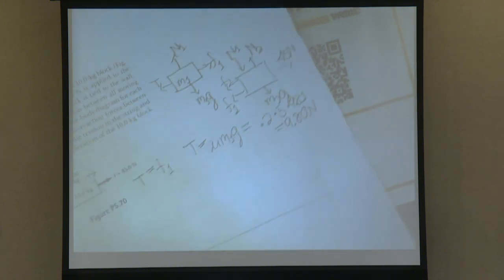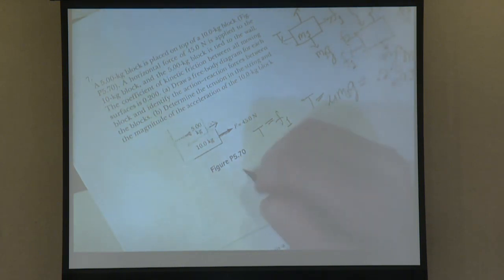Okay, then looking at block 2, if we look in the x direction, we have the force going to the right. They say it's a 45 Newton force minus the first force of friction and also the second force of friction. And then it's going to be accelerating. That's going to be equal to the acceleration in the x direction times its mass.